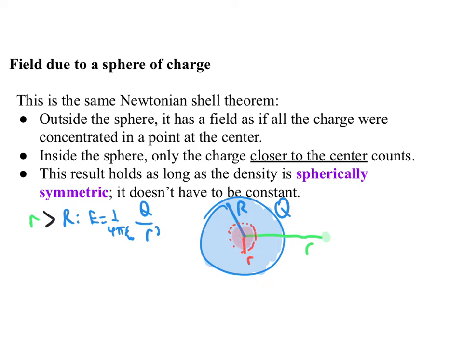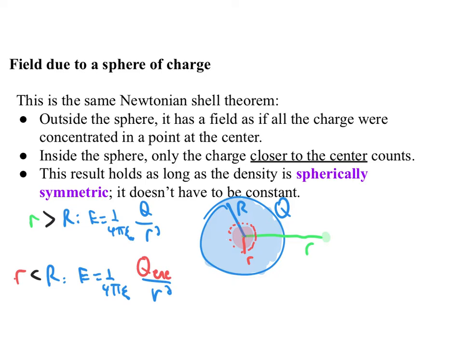And we would have something like, when r is less than capital R, then the electric field is 1 over 4 pi epsilon naught Q enclosed over r squared. We'd have to figure out how much charge is enclosed.